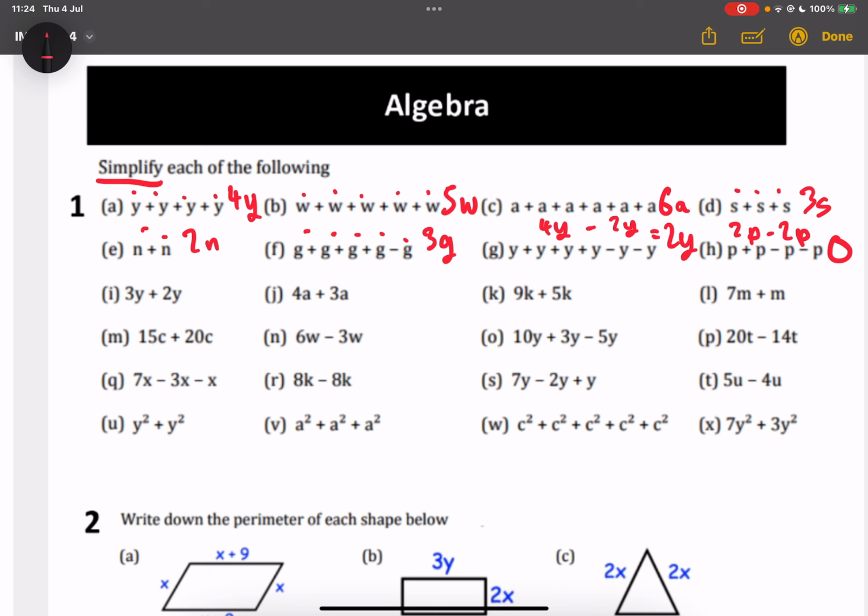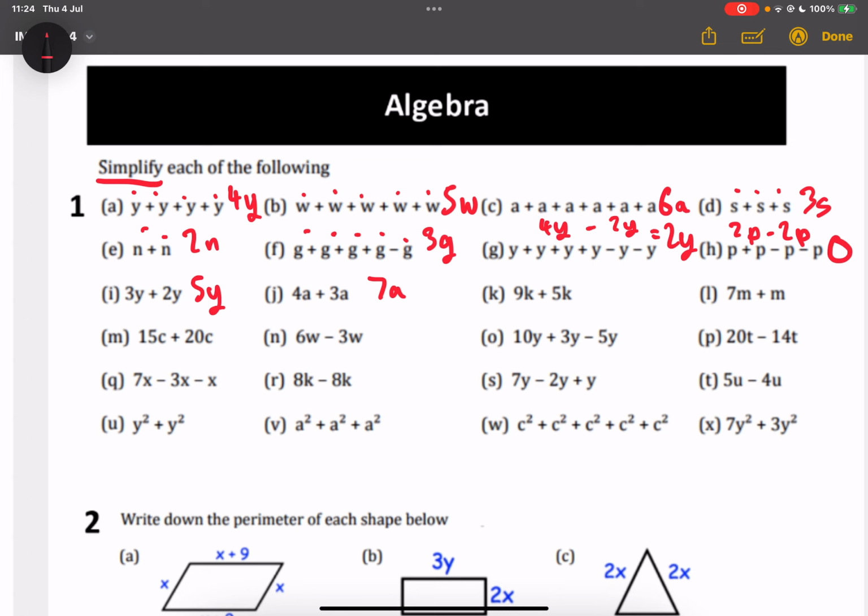So this one, they're getting slightly more complicated, but it's nothing to worry about. So we have 3y plus 2y. So with I, we're just going to have 5y. It's like doing 3 plus 2 equals 5. Then we have J, so 4a plus 3a. It's like doing 4 plus 3 because they're the same unit, so 7a.